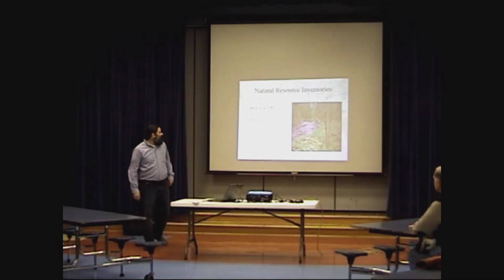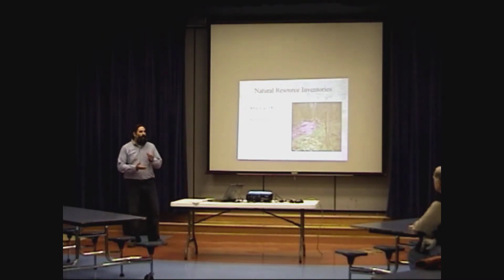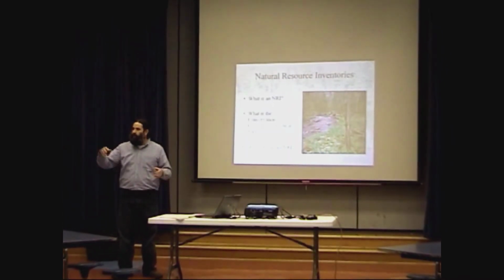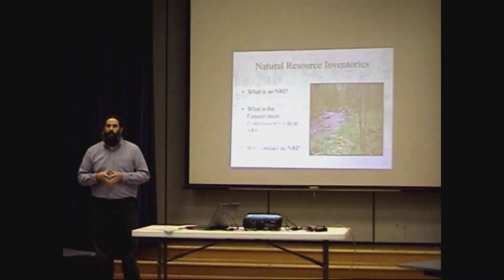First thing I'd like to just kind of talk about for a moment is what is an NRI? An NRI is a natural resource inventory, and it can be on multiple scales. This particular NRI was town-wide, and I'm going to get into a little bit more details of that. But basically, it's an inventory of your natural resources. So you can do it on a town-wide scale, on a watershed scale. You can do it on a parcel-based scale.